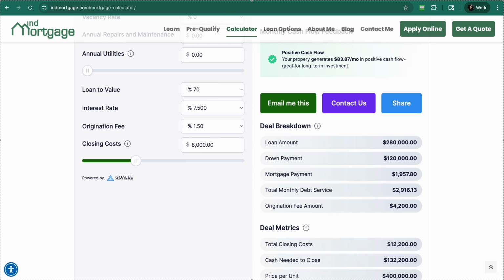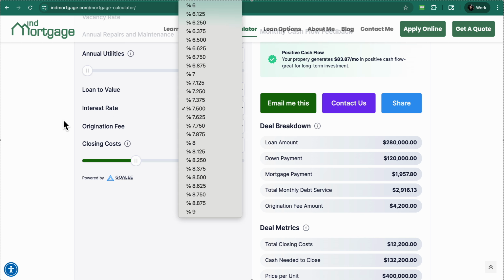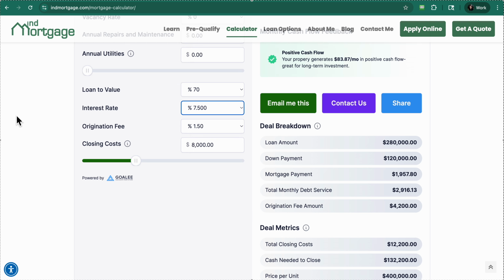Loan to value is 70% here to reflect a 30% down payment. Interest rate, let's use 7.5%. As you know, this fluctuates with the market. And understand that when you have secured a contract and a firm closing date, I will shop to lock with the best rate and program for your scenario.